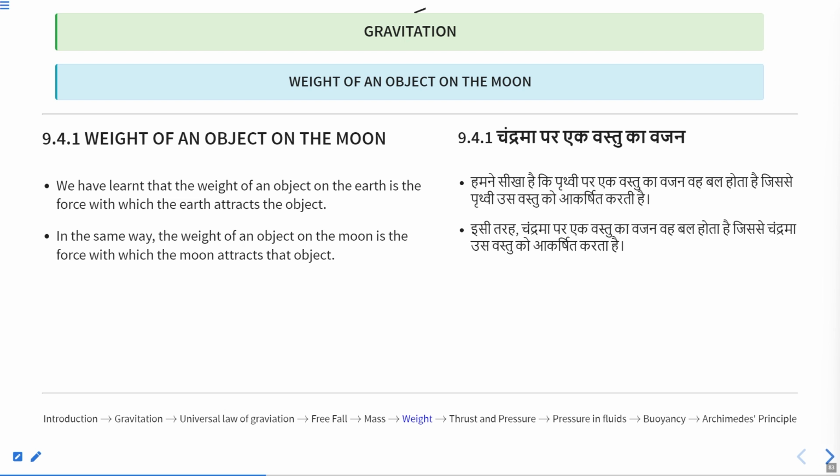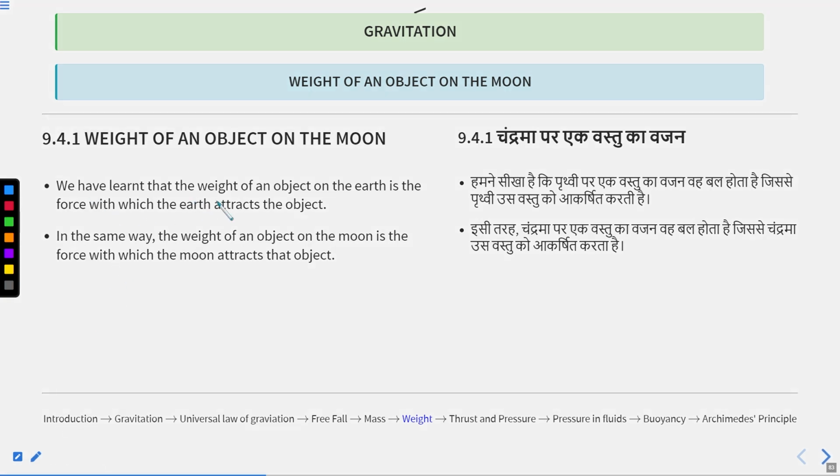Till now we have calculated the weight of any object on the earth, and its formula was mass into gravitational acceleration, W is equal to mg, where g is the gravitational acceleration of the earth. Okay, what will be the weight of that object if we place it on the moon? We are going to learn about it. So, weight of an object on the moon.